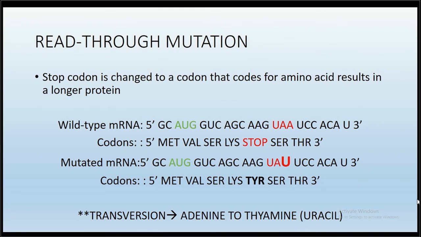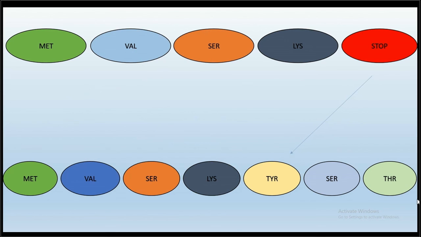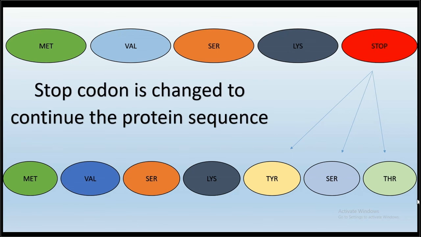Readthrough mutation: the stop codon is changed to a codon that codes for an amino acid, which results in a longer protein. So basically the stop codon is not deleted, it's just changed so the protein can continue sequencing. This is a transversion because adenine changes to thymine, or in this case uracil. So the stop codon changed and allowed for 3 additional amino acids to continue the protein sequence.